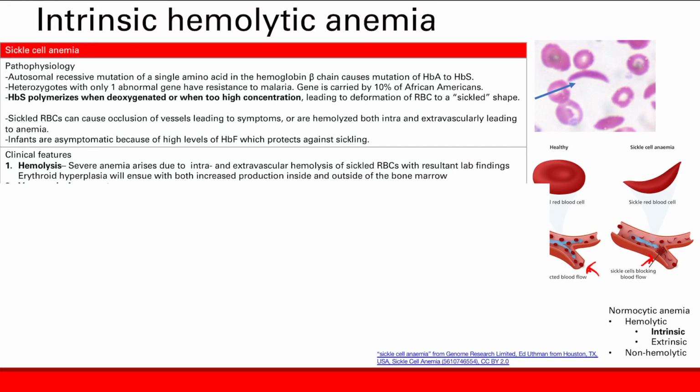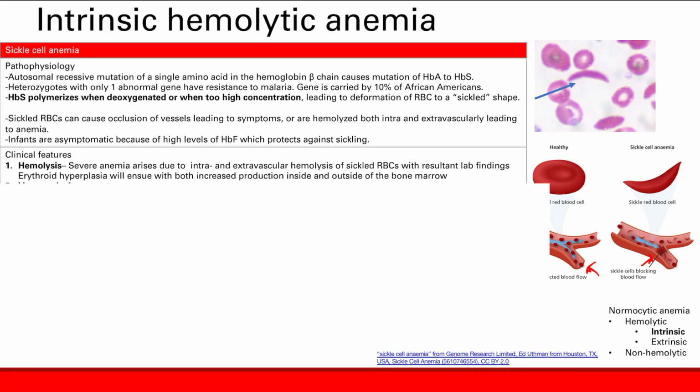You get severe anemia due to the intra and extravascular hemolysis of sickled red blood cells, and you get resultant lab findings. So what were the lab findings we talked about with intravascular hemolysis? Right, I told you, you have increased hemoglobin in the blood and in the urine, and what happens to the haptoglobin? Remember, haptoglobin goes down because it binds to the hemoglobin, and then LDH goes up because it's released from the cells, and you have extra indirect bilirubin.